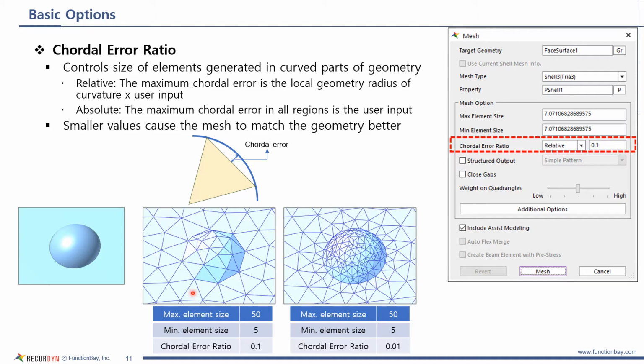The example here shows that if a smaller value is used for the Chordal error ratio, then the mesh matches the shape of the protruding bump better, like this.